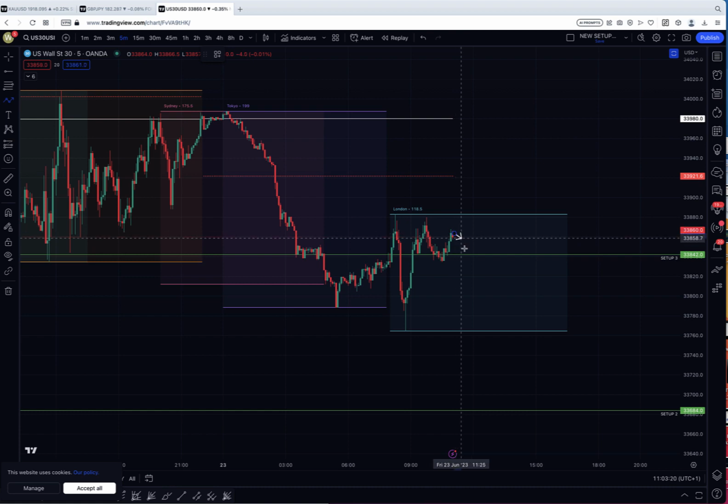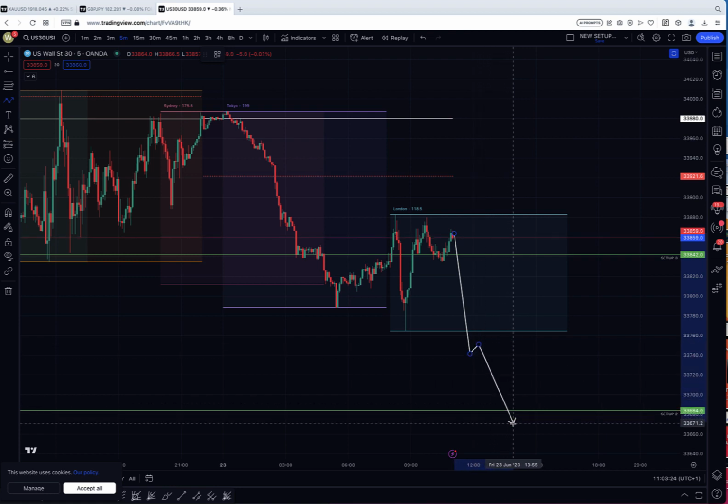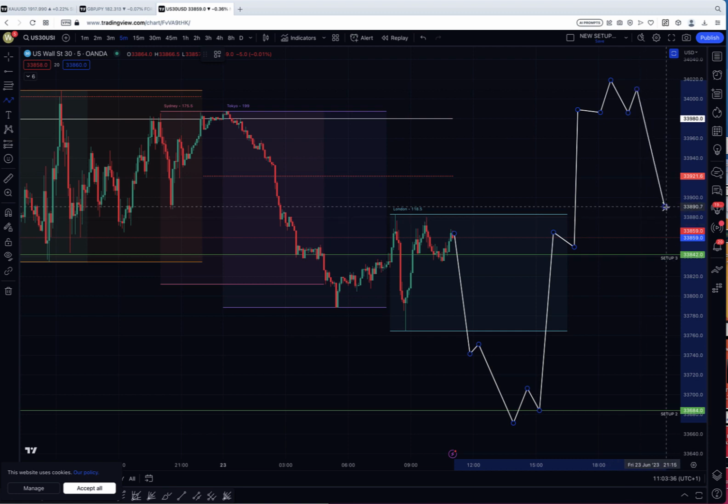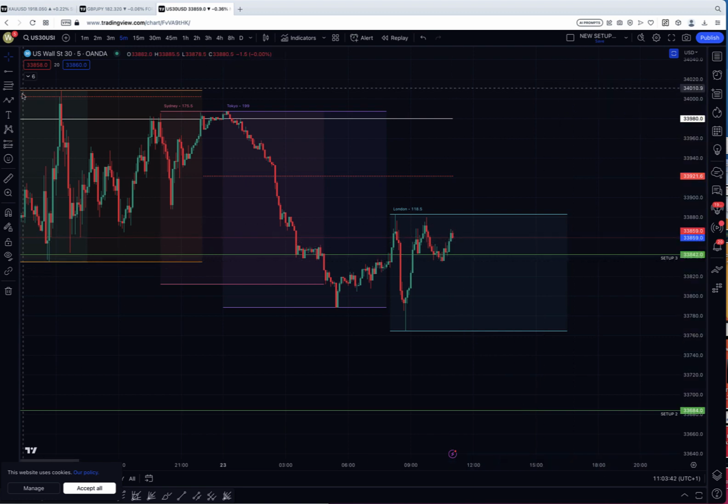So what can happen today? We could drop below, take the liquidity and stop losses from here. We could go to setup 2, amazing. And then we could go to take the liquidity and stop losses from the level above Tokyo, London high, a daily high, and then we could drop again today to a little bit lower. So that could happen today. So at least you know what you're expecting.